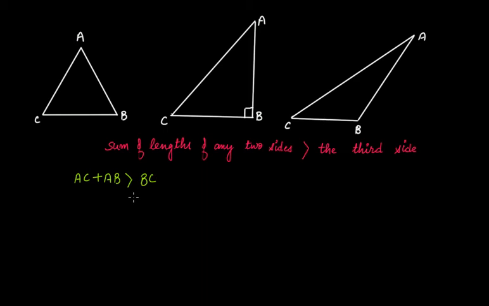You can make some other combinations. Now you can add AB and BC. So AB plus BC will be greater than this third side that you haven't included, AC. You can take another combination. Now you can take BC and CA. So BC plus CA is greater than the third side, that is AB. So this is true in any triangle.